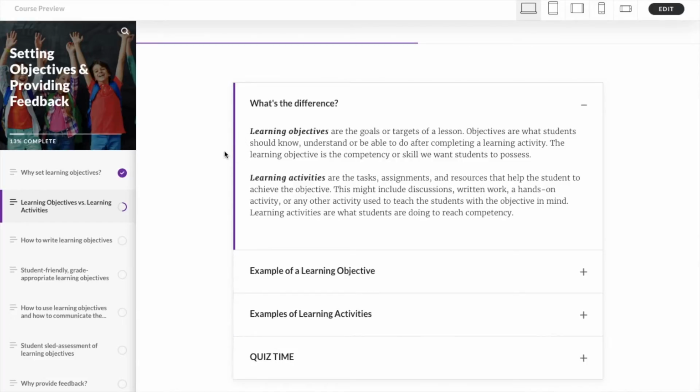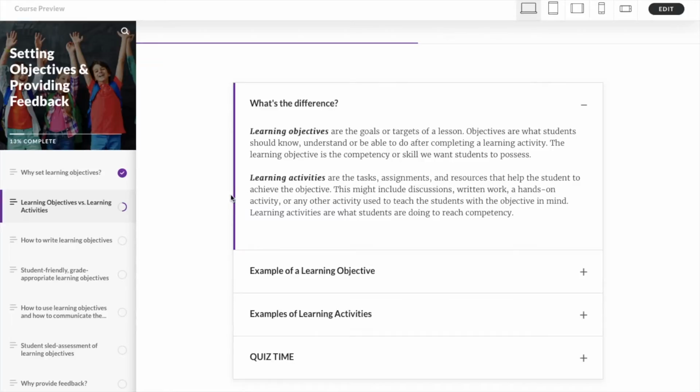Learning objectives are the goals or targets of a lesson. Objectives are what students should know, understand, or be able to do after completing a learning activity. The learning objective is the competency or skill we want students to possess.